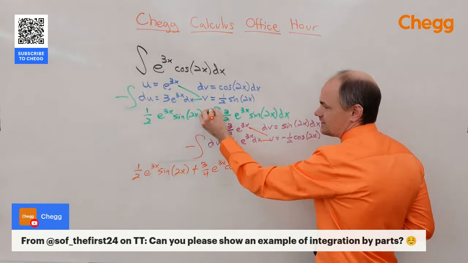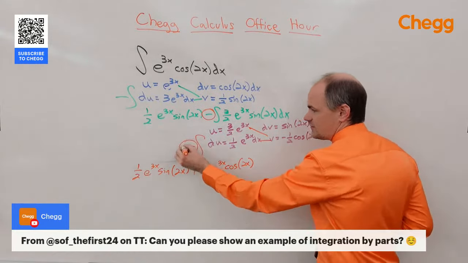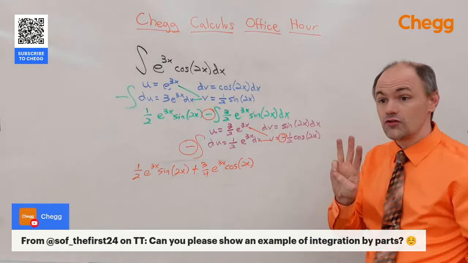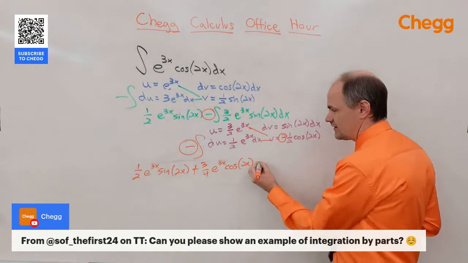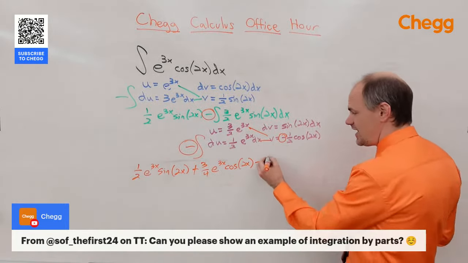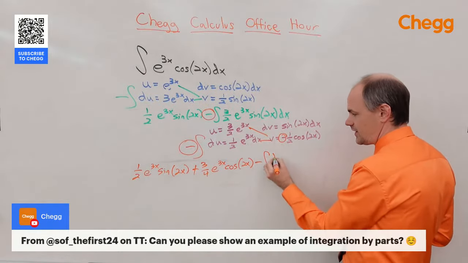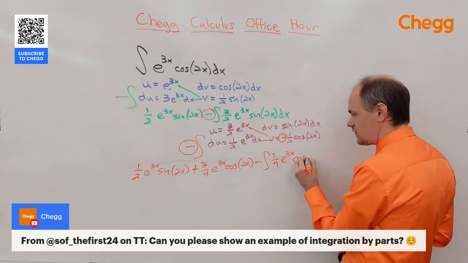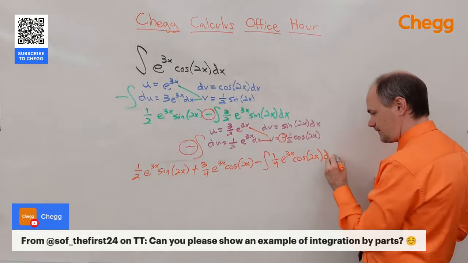I've got a negative that has to distribute through. I've got a negative from the formula. And I've got a negative on the v. 3 negatives multiplied together. If you said negative, you're exactly right. Negative integral of v du, 1/2 times 1/2 is 1/4 e to the 3x cosine of 2x dx.